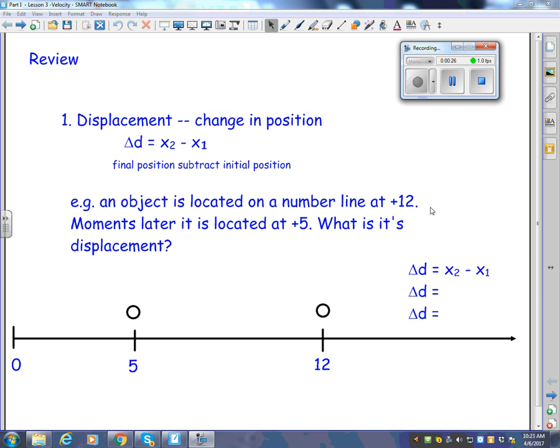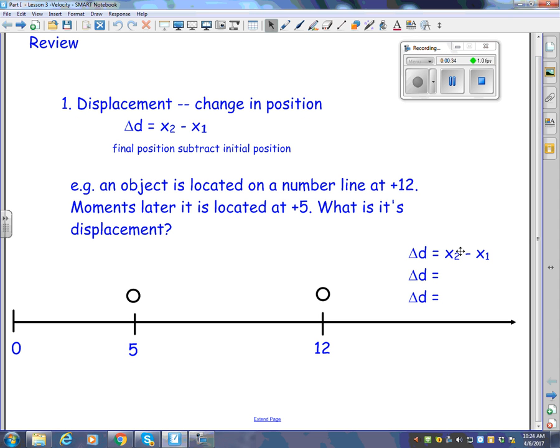Object located on a number line at plus 12. Moments later, it's at plus 5. What is its displacement? So delta D is x2 minus x1. What is your x2 value? Trouble, Travis? Yeah. So what's the displacement? We've got to go to the final position, which is 5. The final, moments later, it's the final position is at 5.